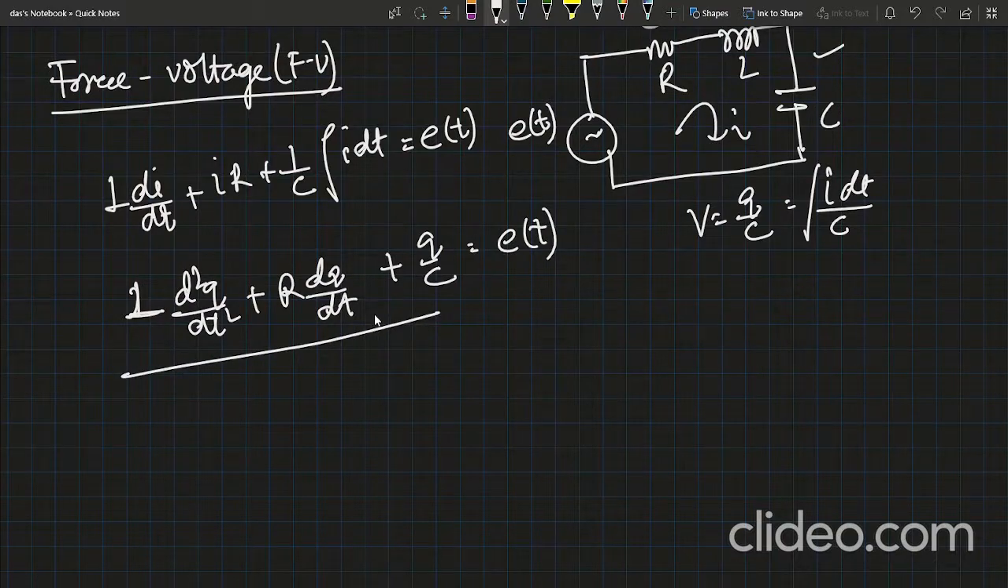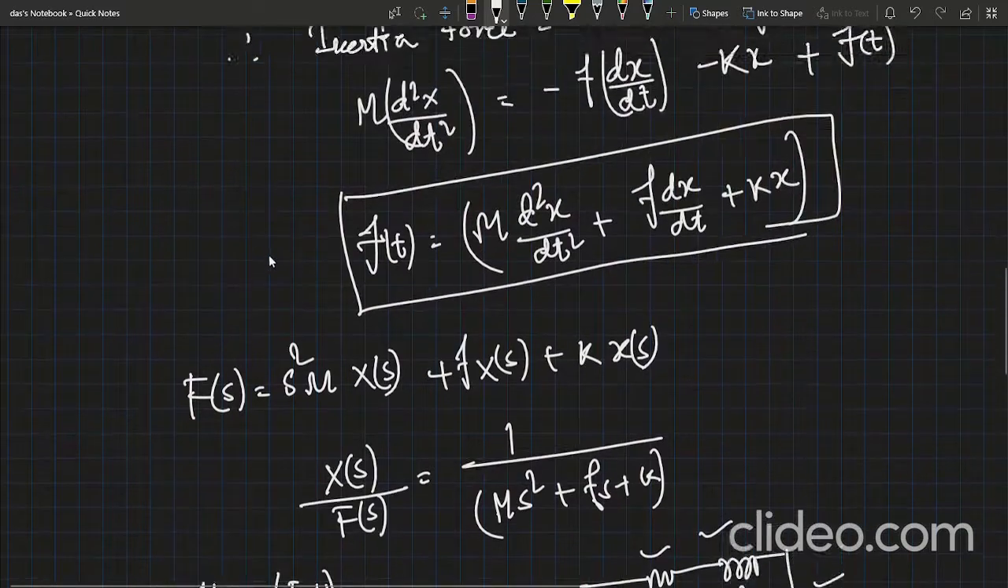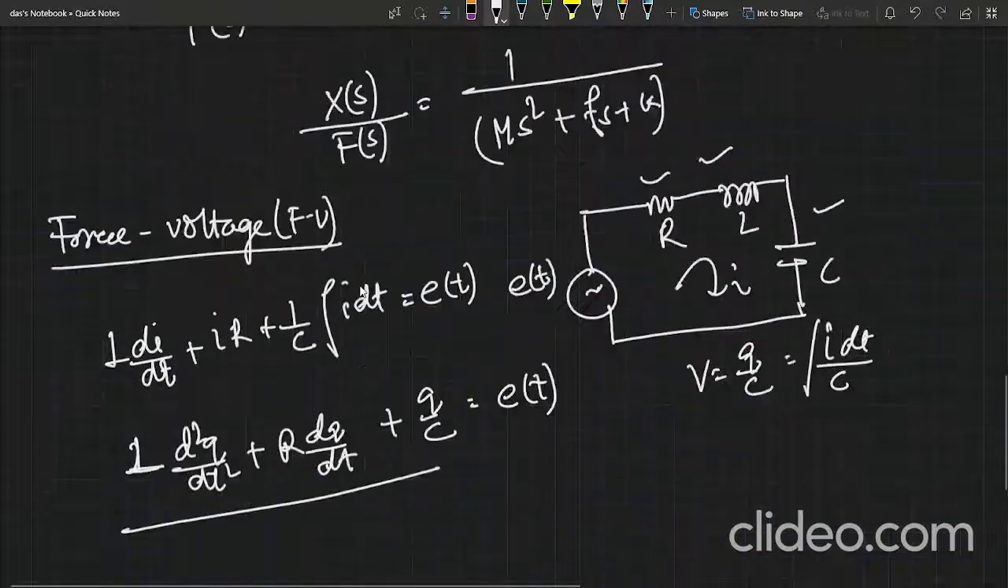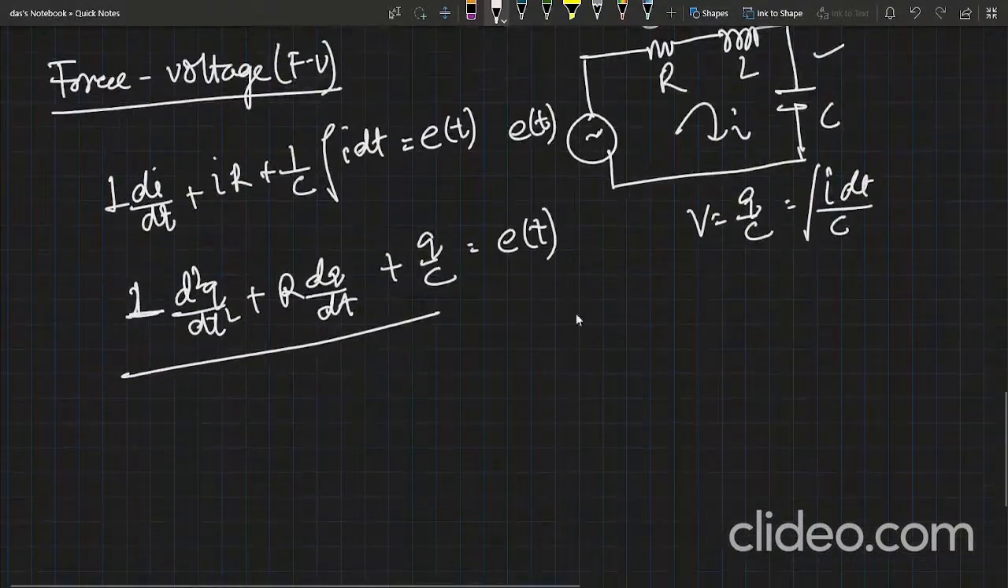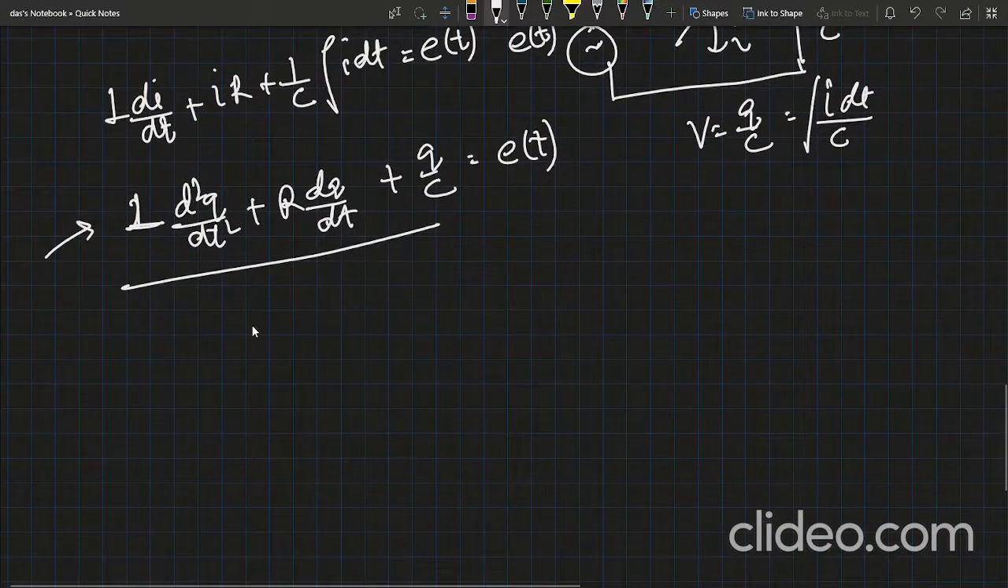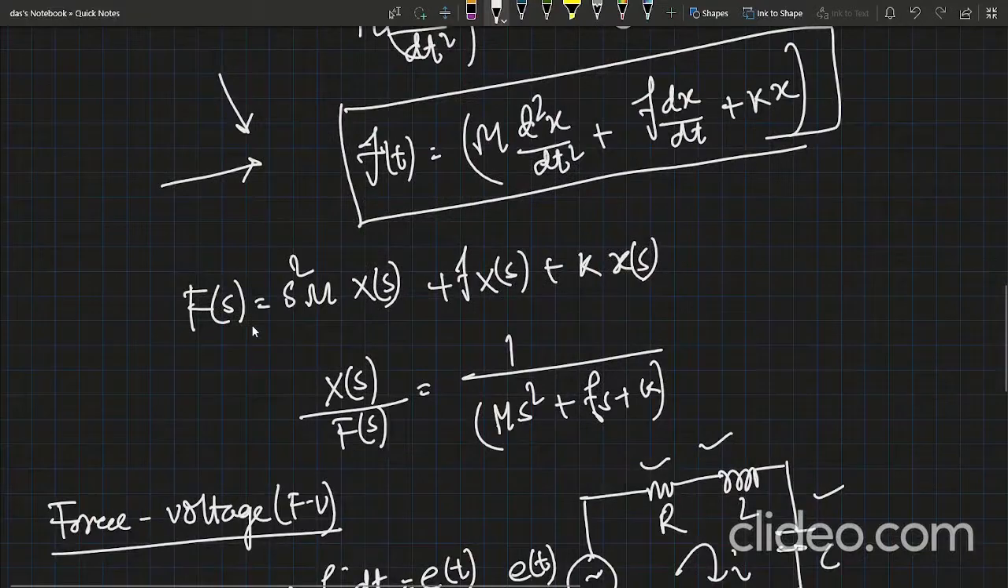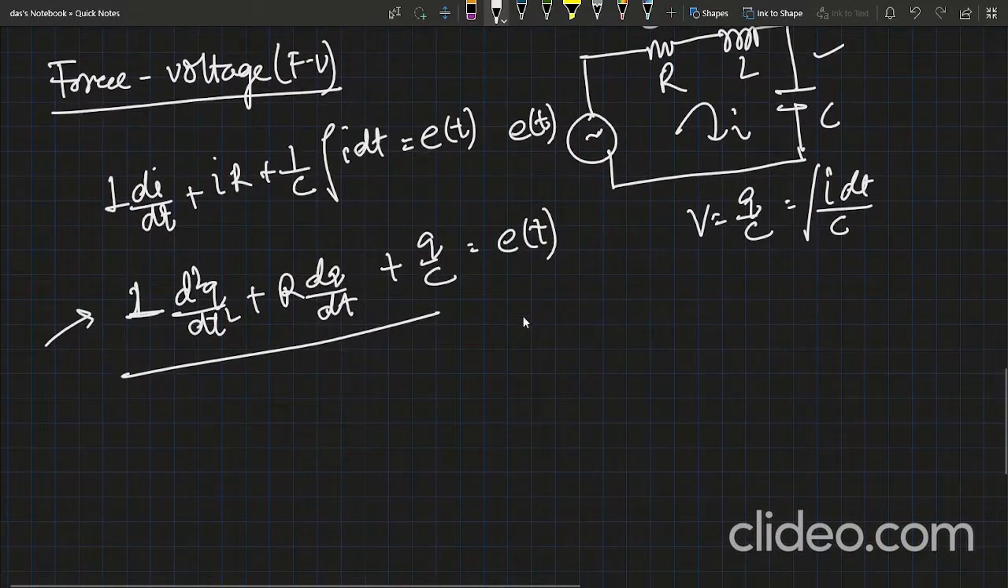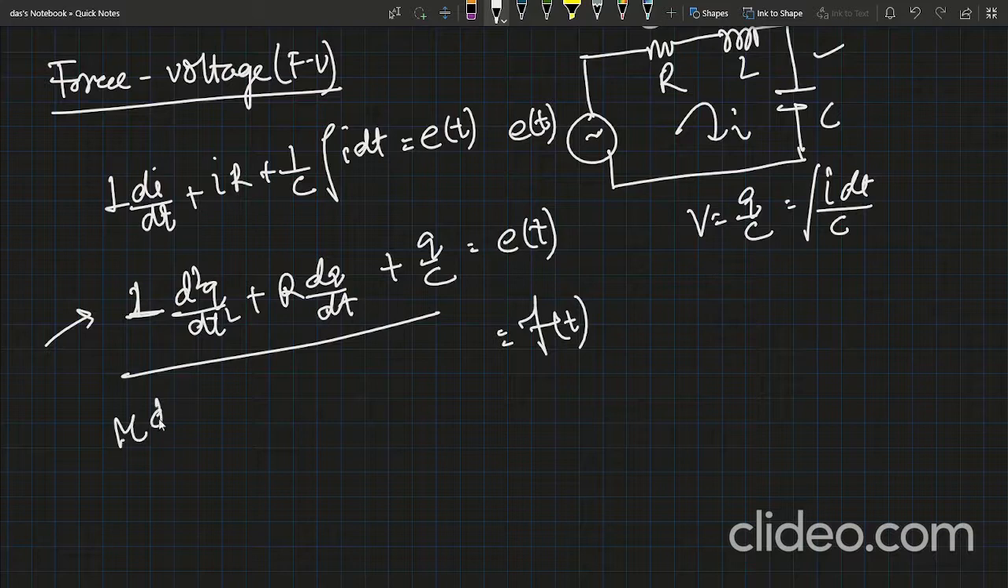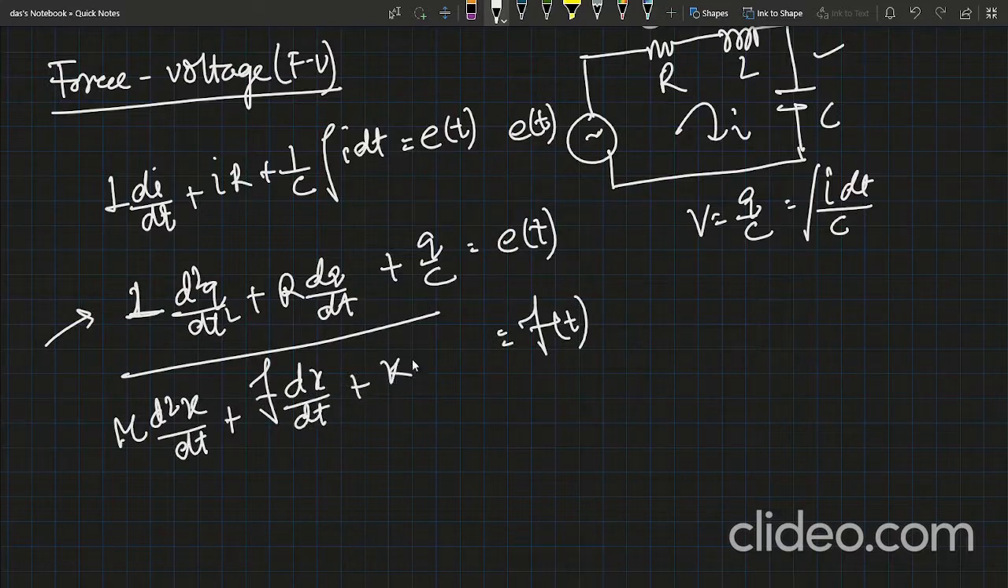Now if we compare this equation with the mechanical equation, that is why it is known as the force analogy, the Newtonian force for a particular mass. If we write this equation again, F(t) equals m d2x by dt2 plus f dx by dt plus kx.